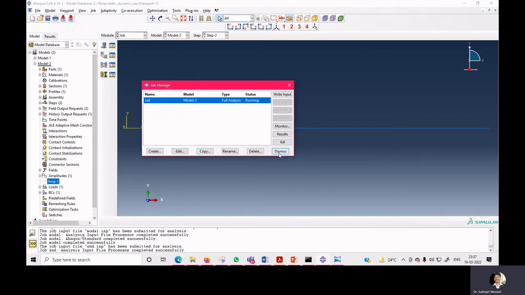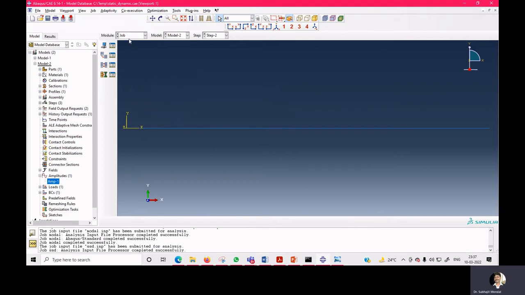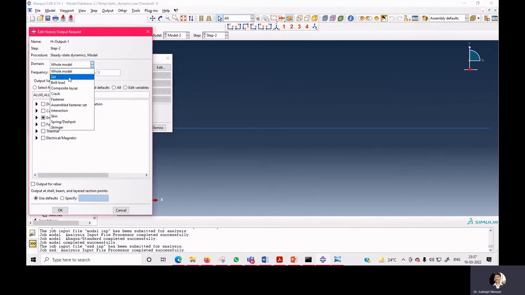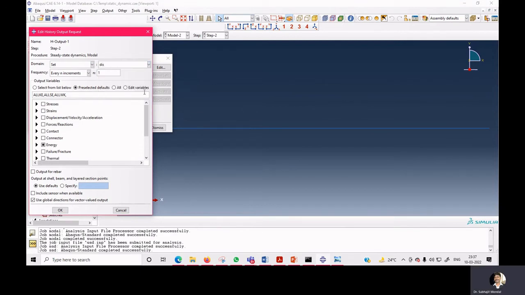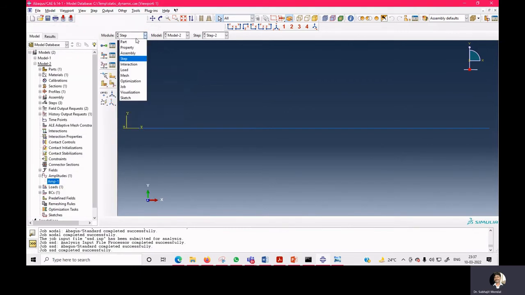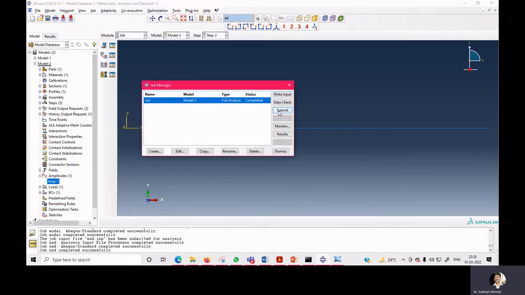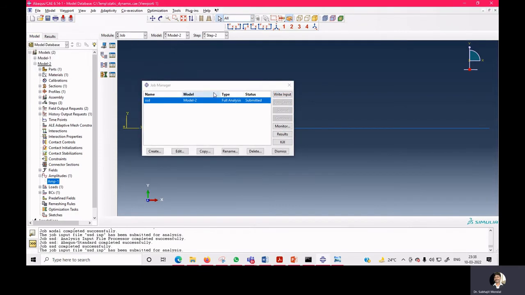One more thing we have to provide. In the step, we can request displacement, displacement set, and here we can put u2. So here we have requested displacement. Now again we can submit it, and we can see how our steady state response is coming.